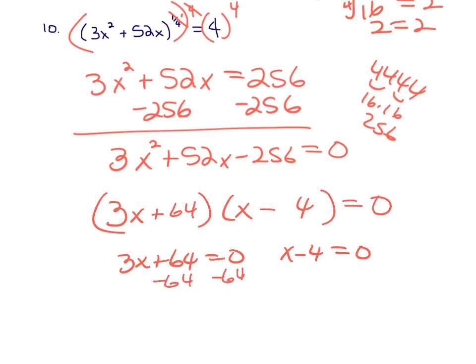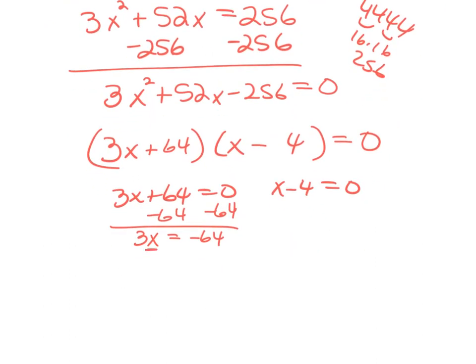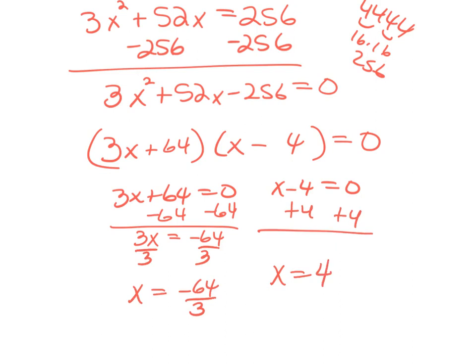Subtract the 64. 3x equals negative 64. Divide by 3. And x equals negative 64 over 3. Over here, add the 4. And x equals positive 4. Now this was a 4th root, so we would need to check it, but they both do work. If there's time, I'll go back and check it. Let me just get a couple more examples in here.